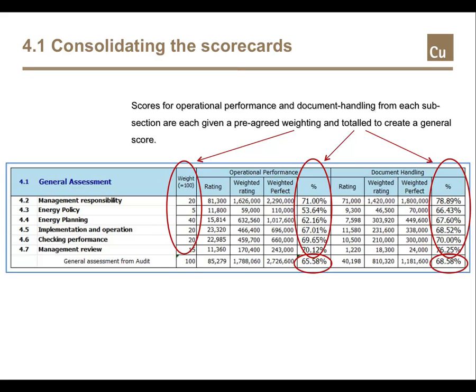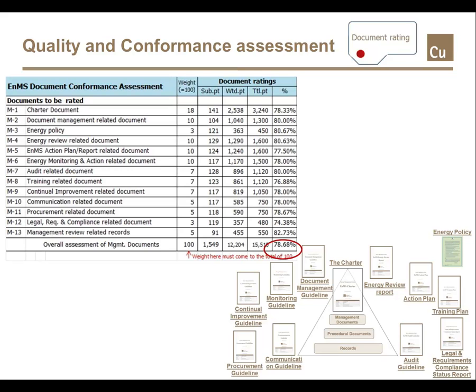On this slide, you can see how the scorecards are consolidated for each category and expressed as a percentage of a perfect outcome to generate one score and one percentage for each category. The quality and conformance scores for all documentation follow a similar path. They are totaled, having first been given a pre-ranged weighting to generate a single percentage total. In this case, 78.68%.